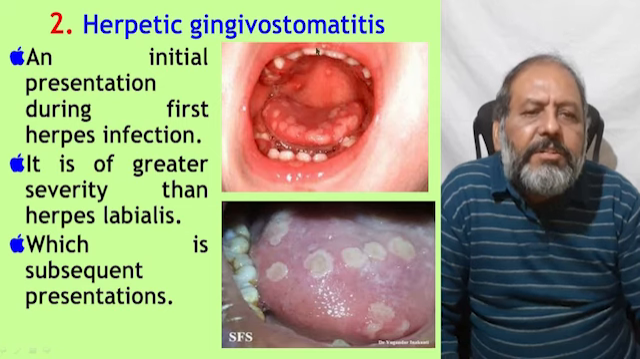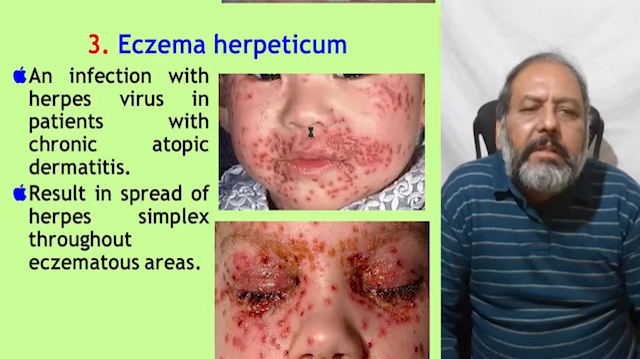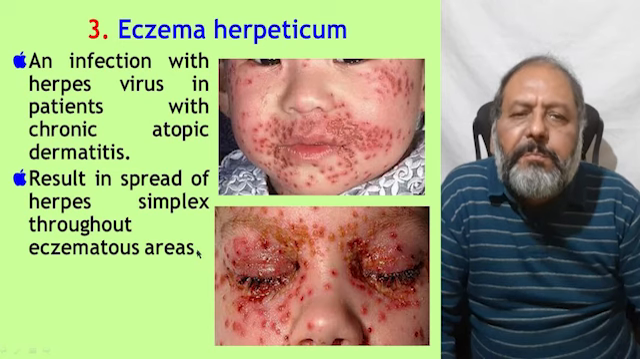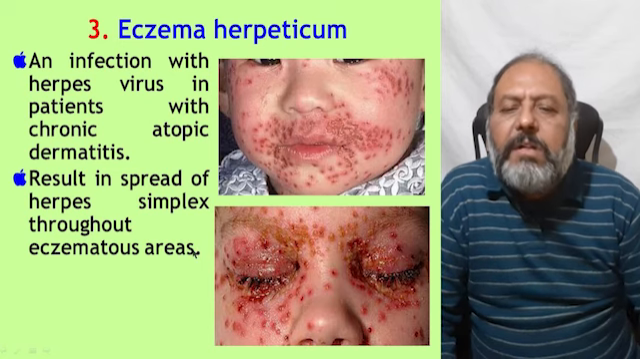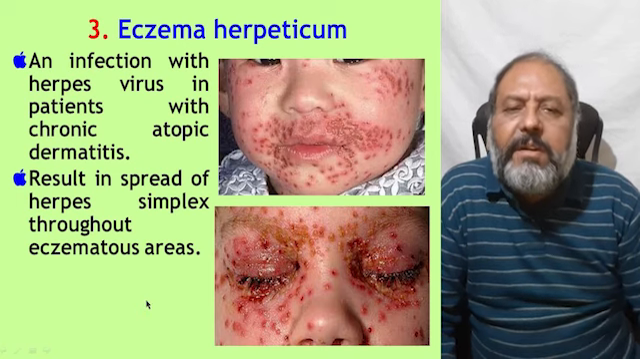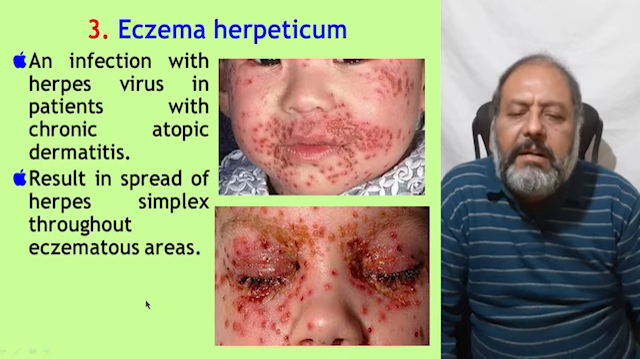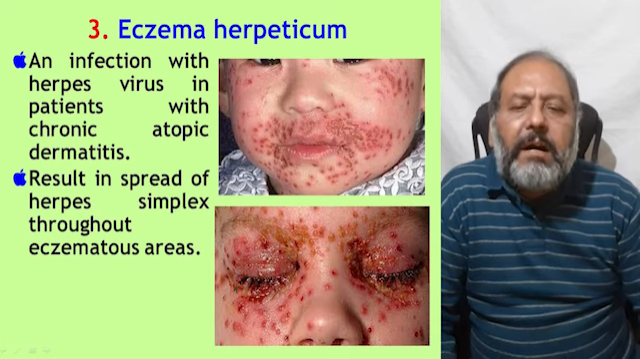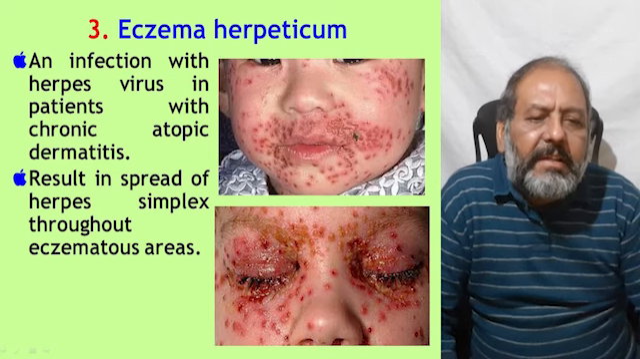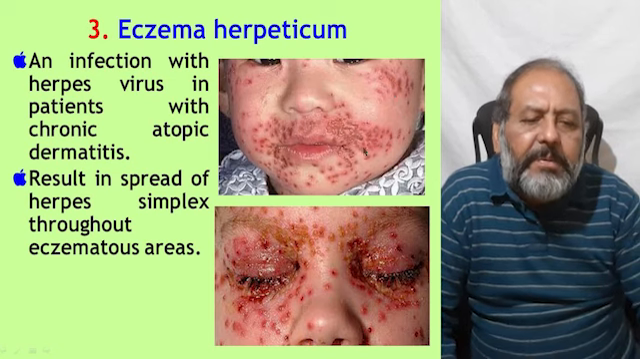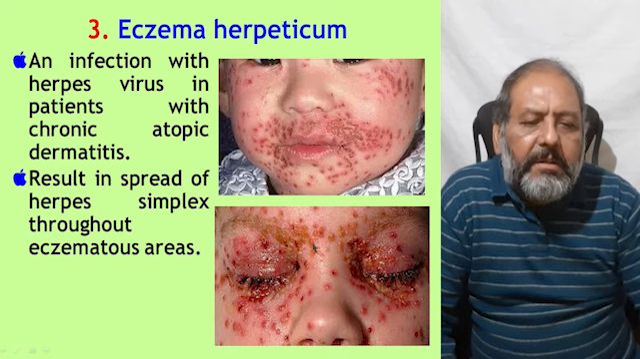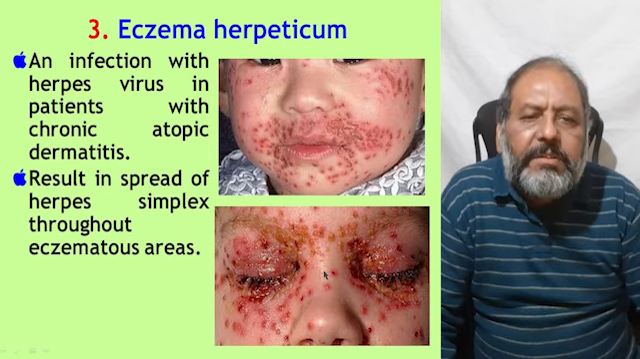So it is called gingivostomatitis. Number three is eczema herpeticum. It is an infection with herpes virus in a patient who already has chronic atopic dermatitis. It results in spread of the herpes simplex throughout the eczematous area of the patient. Here one can see the eczema, which has the blisters of the herpes also. Again, the eczema and the herpes combine, so that is called eczema herpeticum.